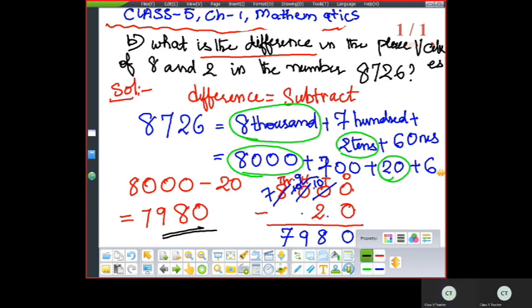Yes. So what is the difference in the place values? The difference in the place values of 8 and 2. 8 place value is 8,000 and 2 place value is 20. 2 tens. So 8,000 minus 20. Difference is subtraction. So got it, children? Understood? So now let us get back to the next one.